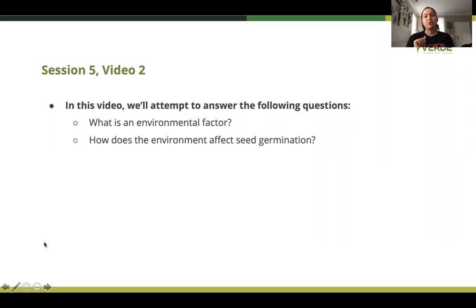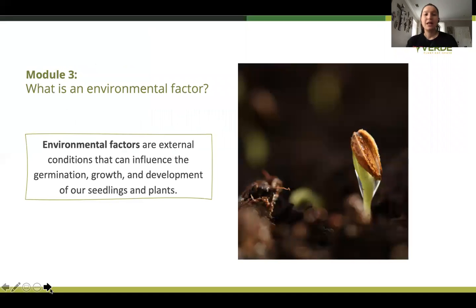To do that, we're going to try to answer two questions. What is an environmental factor? How do we define that? And what are the things that make up an environmental factor? And we're going to try to answer, how does the environment affect seed germination? This isn't the environment in total overall, thinking about climate and other things like that. This is just the environment that the seed is in, its surrounding environment. So with that in mind, let's define what an environmental factor is.